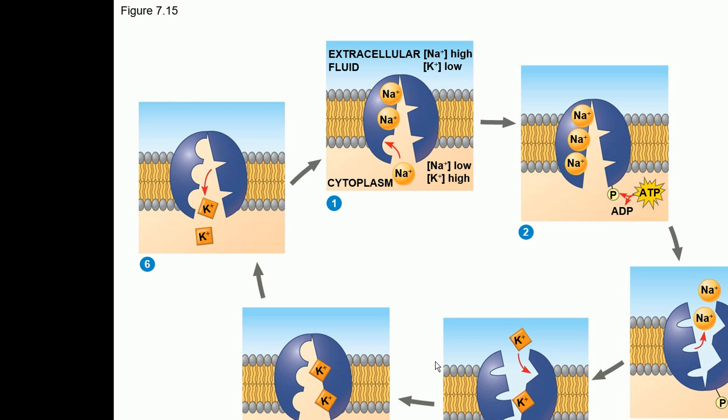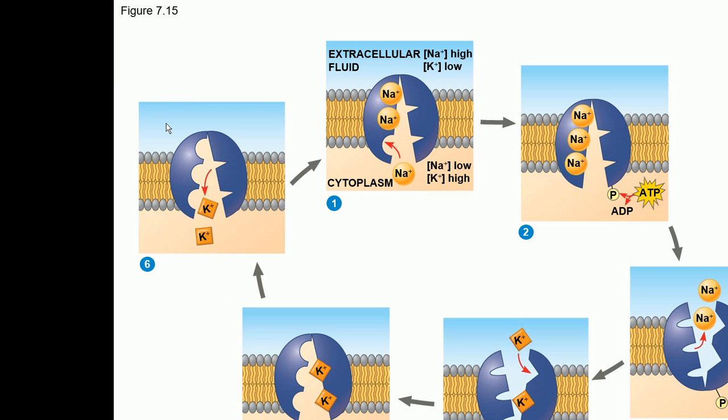And when that happens, the shape of the protein changes. When the protein becomes dephosphorylated, its shape changes and the protein gets back to its original conformation. In this shape the protein can no longer bind potassium ions, and it delivers the potassium ions inside the cell. But in this shape it again has the binding site for 3 sodium ions.